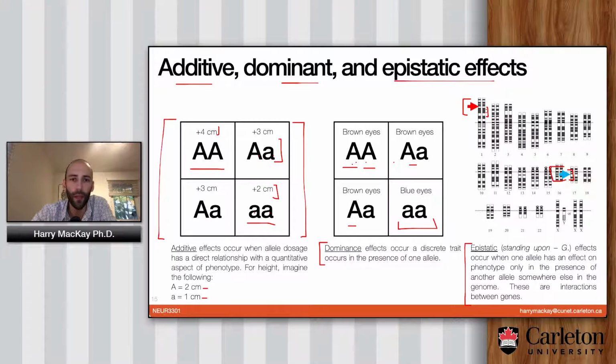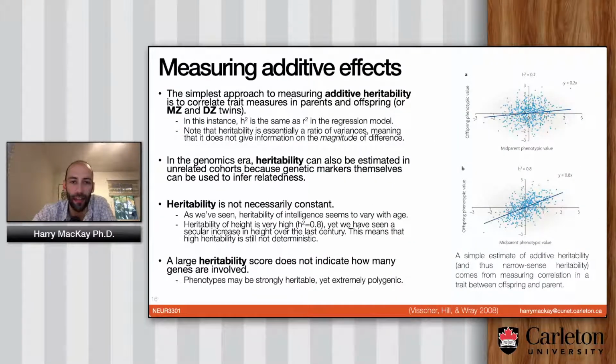Anyway, so additive effects are the ones that we really care about in this context. And they're fairly simple to measure in a very simplistic way. They can be measured quite easily. What you really just have to do is correlate the trait measures either in parents or offspring or in MZ or DZ twins. Really anybody where you know the rough amount of genetic relationship they have. MZ twins, of course, are identical. DZ twins have half their DNA in common, etc. Wherever you have a known relationship between a pair of people, you can measure the correlation that they would have on a given trait.